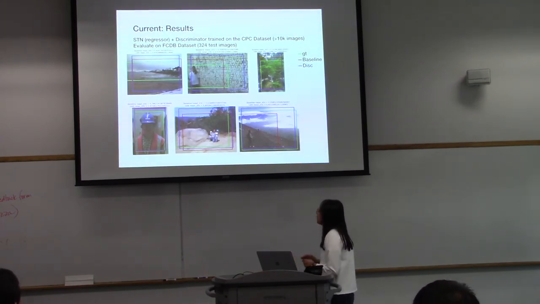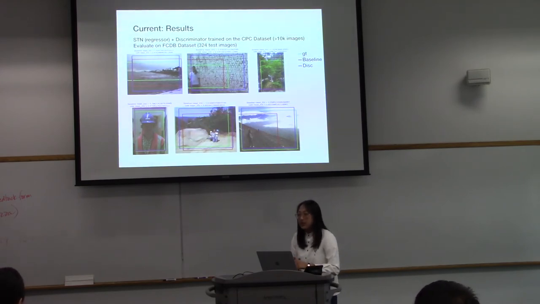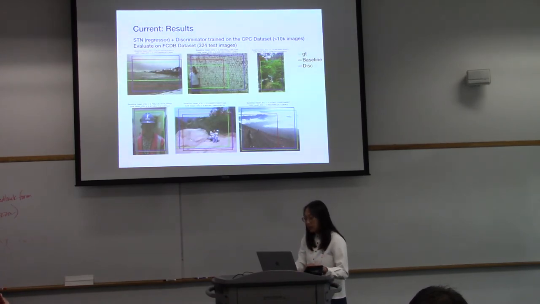The second reason is maybe the architecture of the discriminator. For now, we are using the simplest discriminator architecture and the losses from the easy GAN. But this task is actually more difficult than the standard GAN task. So we will try some advanced architectures and losses in the next semester.